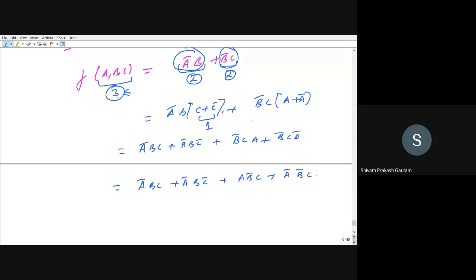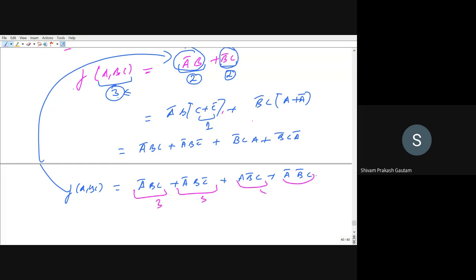Now you can see this function of ABC, which was in reduced form, represented as A bar B plus B bar C. But in standard sum of product form, how have we represented it? Each product term contains all the variables. You can see there are 3 variables in each of the 4 terms, and in total we have only 3 variables. So you can say that this is in standard sum of product form. Is it okay? Yes, sir. Okay. So this is standard sum of product.